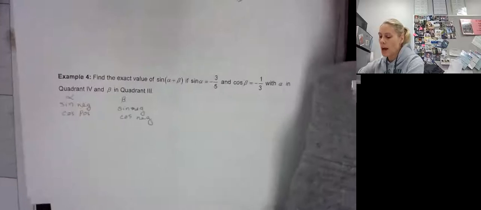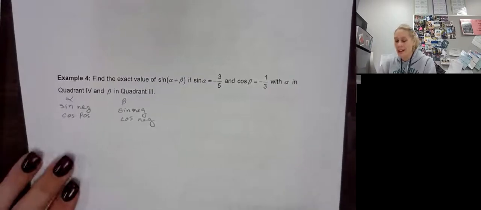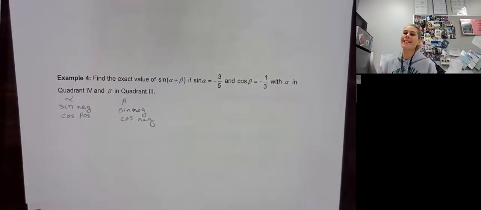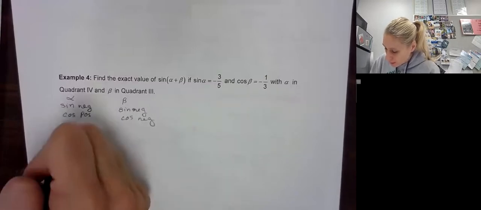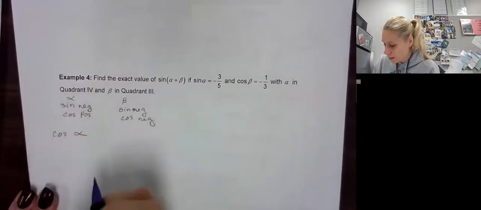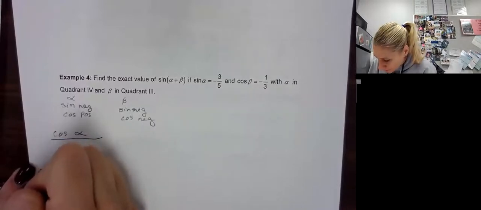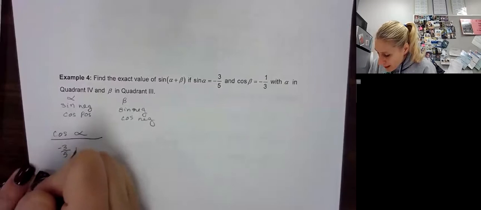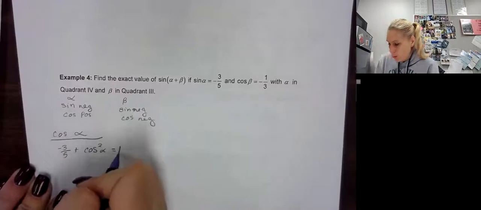Now, what can we do though, since we already have sine alpha, but we don't know what alpha is. So how can we find cosine alpha? Well, we can use our Pythagorean identities. Okay, so I'm going to do some notes for myself. I need cosine alpha, so I'm going to find that using the Pythagorean identity: sine alpha squared plus cosine alpha squared equals 1.